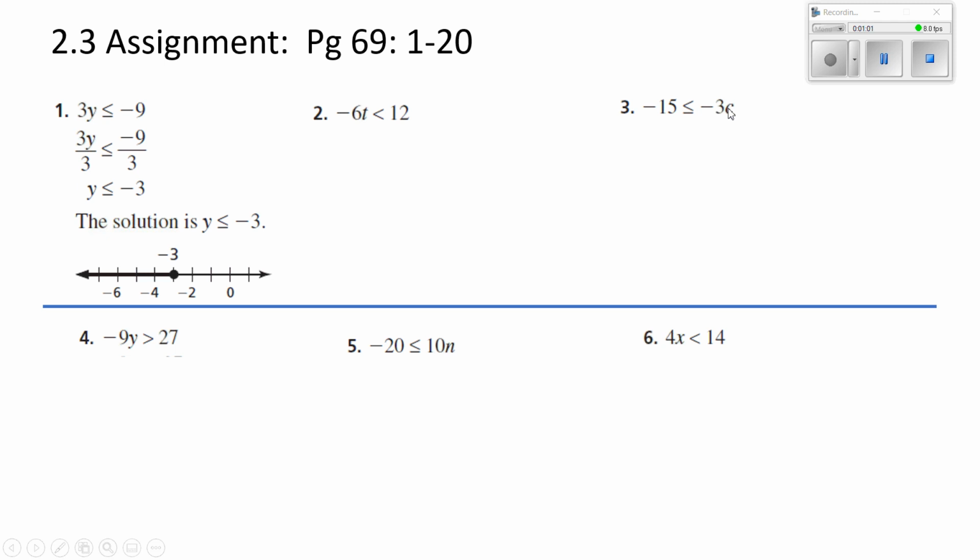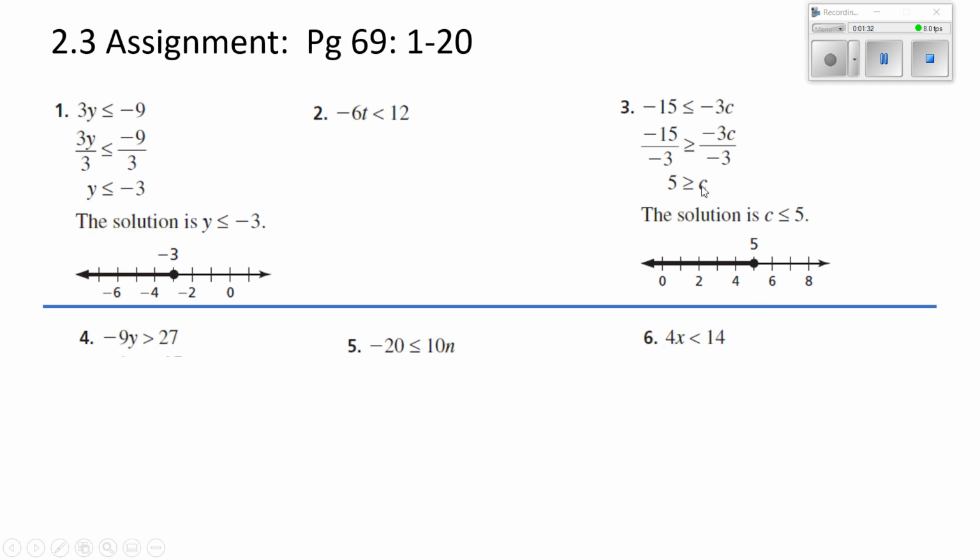Number 3, we're going to be separating -3 from c. Because we'll be dividing by -3, we will be turning this inequality symbol in the other direction. We'll have to divide -15 by -3, and a negative divided by a negative is a positive, and 15 divided by 3 is 5. So c is going to be greater, well, excuse me, 5 will be greater than c. 5 will be greater than or equal to c.